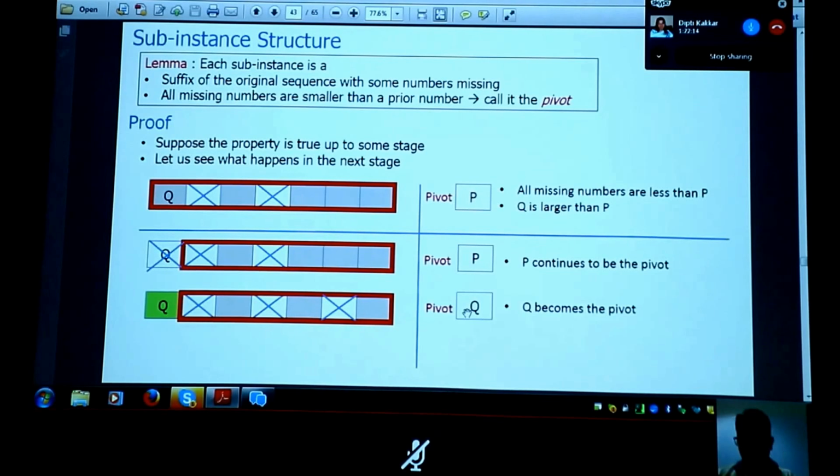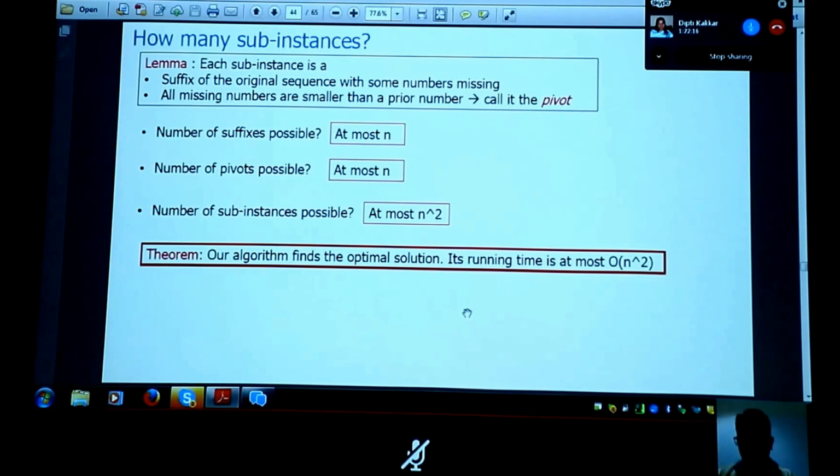So therefore, now we can ask this question. How many sub-instances are there? A sub-instance is a suffix with some missing numbers, but all the missing numbers are smaller than some prior number called a pivot.